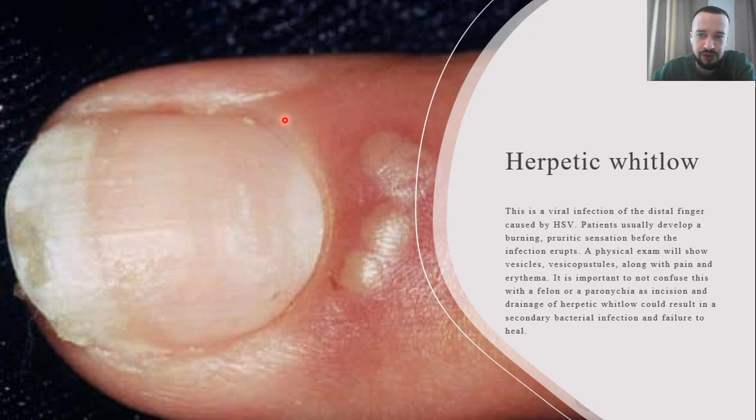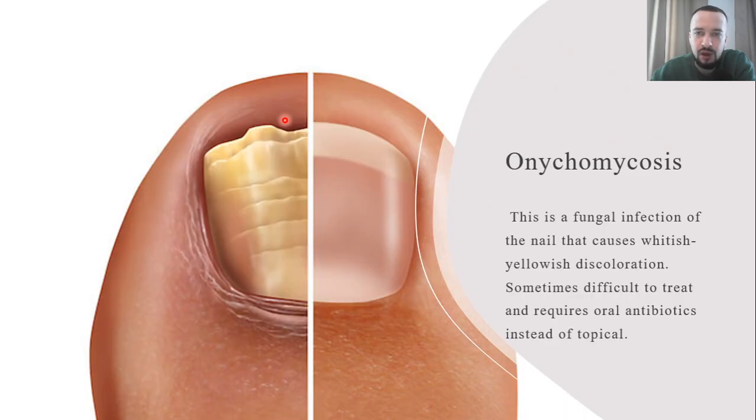Herpetic whitlow is a viral infection of the distal finger caused by HSV. Patients usually develop a burning, pruritic sensation before the infection erupts. A physical exam will show vesicles, vesicopustules, along with pain and erythema. It is important to not confuse this with a felon or a paronychia, as incision and drainage of herpetic whitlow could result in a secondary bacterial infection and failure to heal.